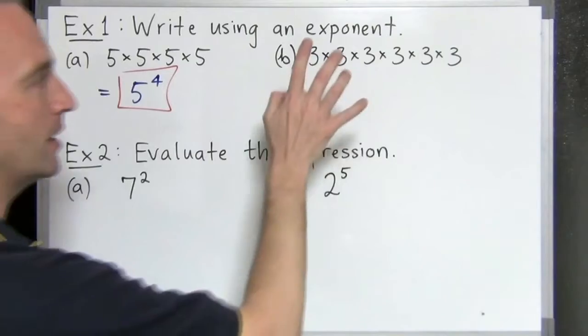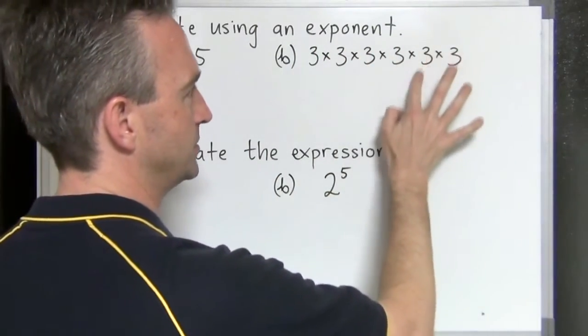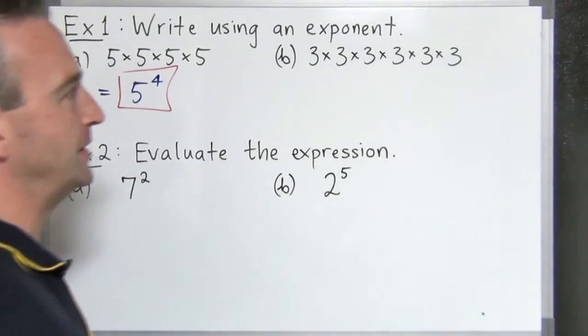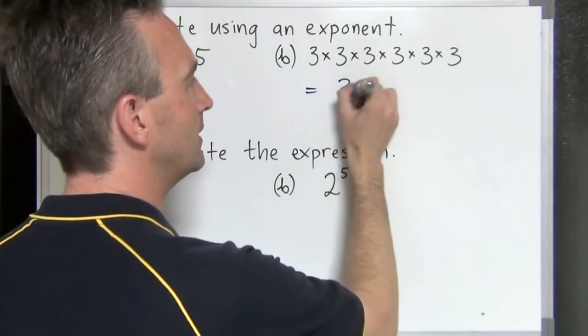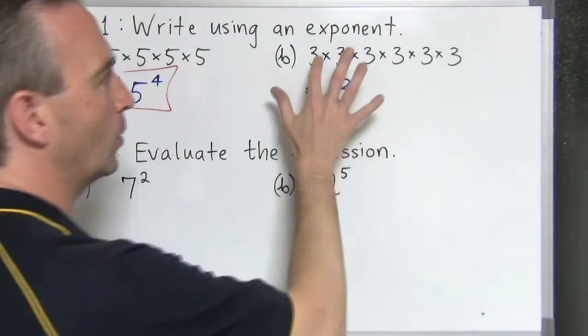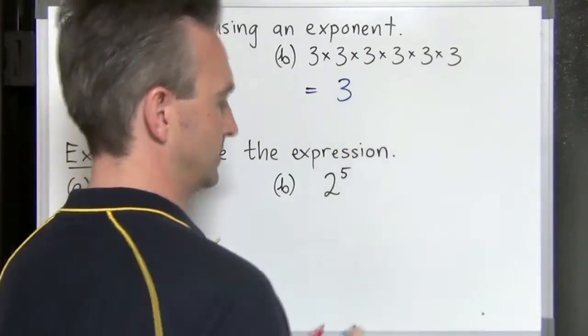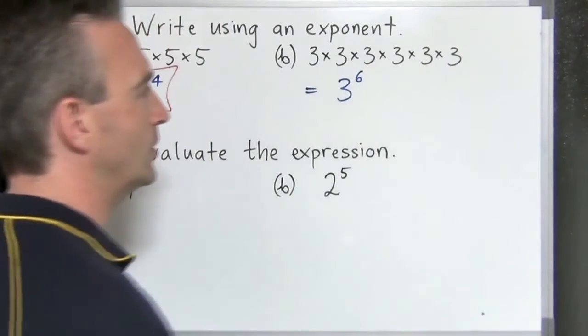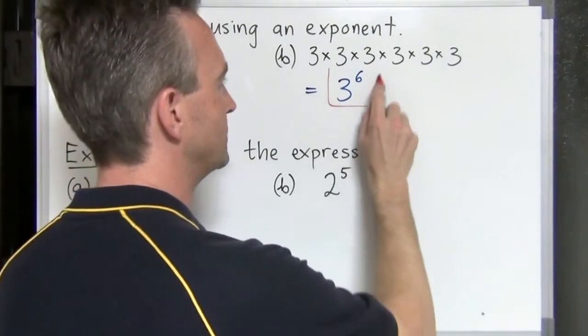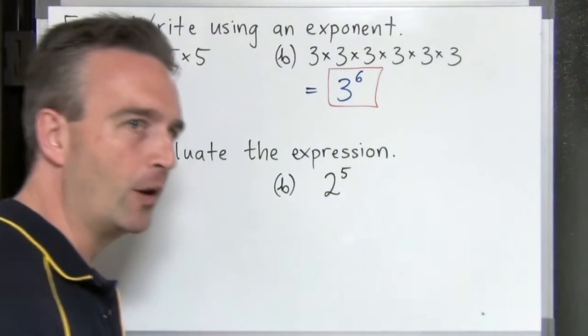Let's try another one. 3 times 3 times 3 times 3 times 3 times 3. So our base is going to be 3 to the power of, how many 3s do we have? 1, 2, 3, 4, 5, 6. So the answer here is going to be 3 to the power of 6, or 3 to the 6th power.